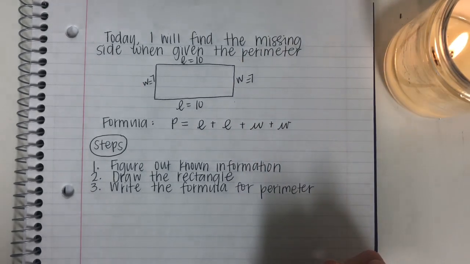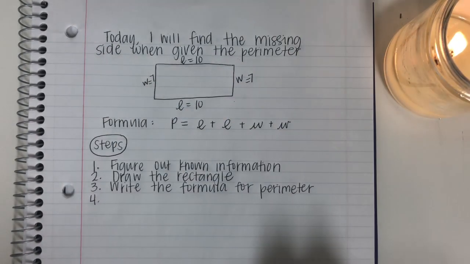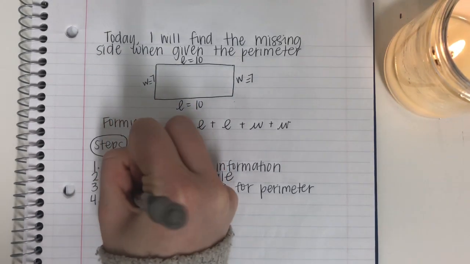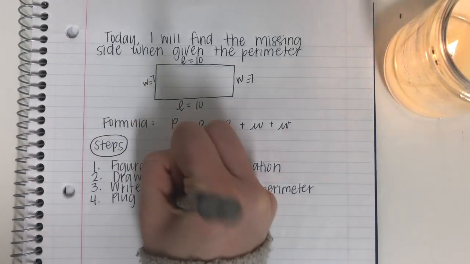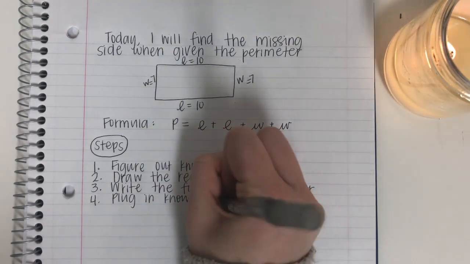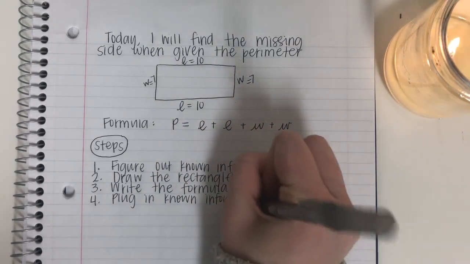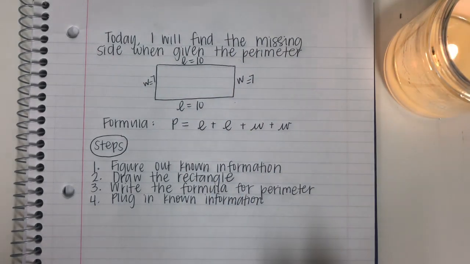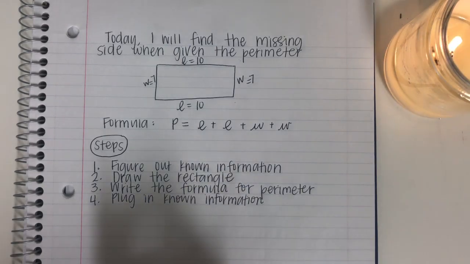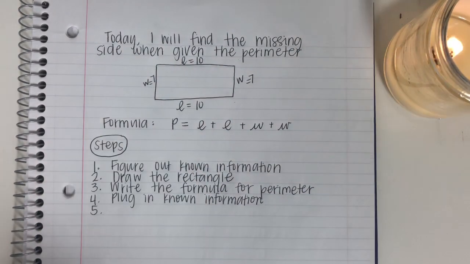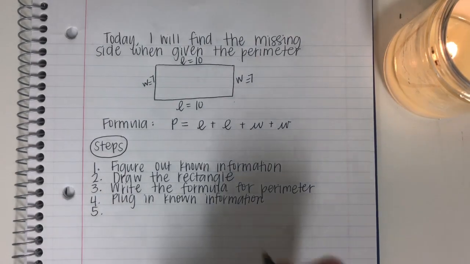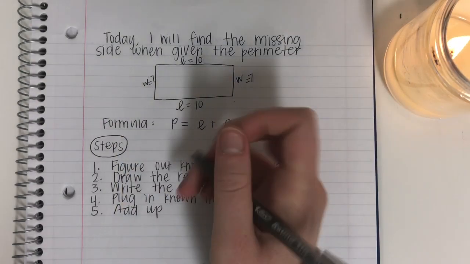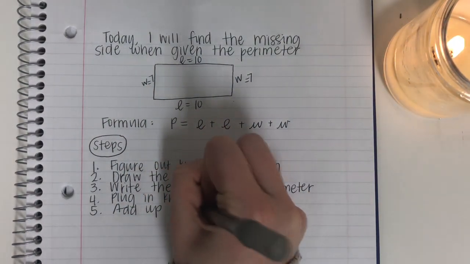Okay, once we write it out, then we're going to start plugging in our known information. So step 4 is going to be plug in known information. Okay, once we do that, then we're really ready to attack. So then we're actually going to start doing some math. So step 5 is going to be add up known sides.